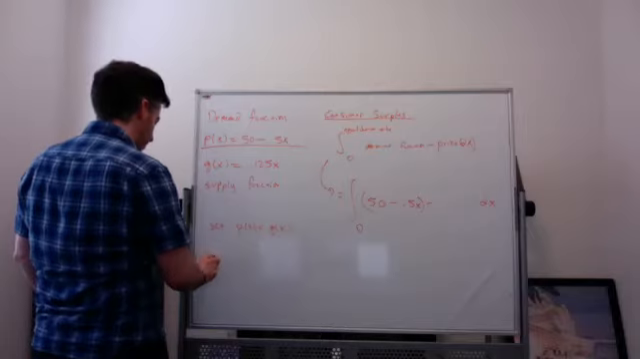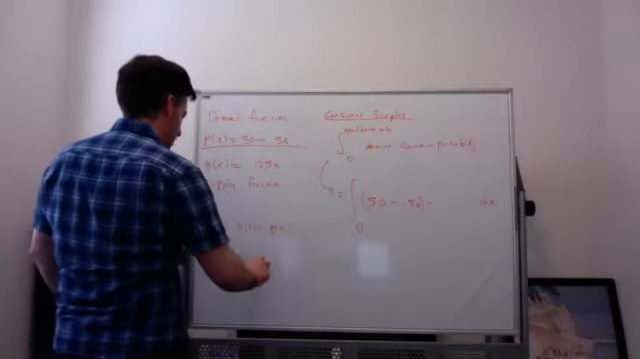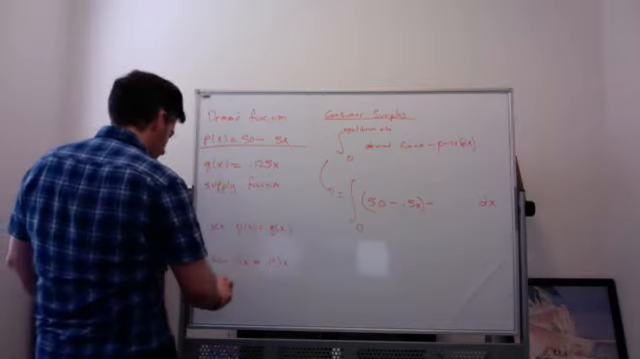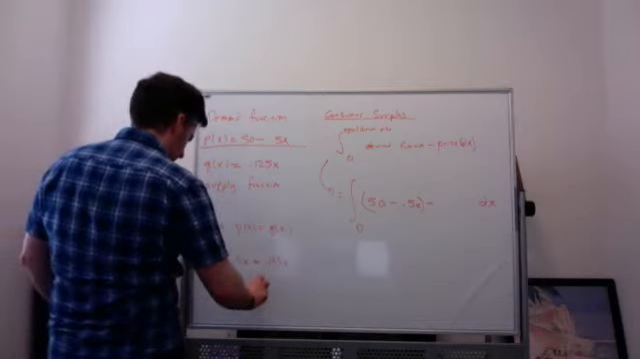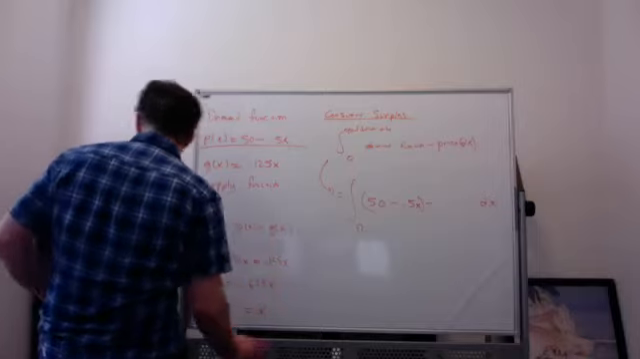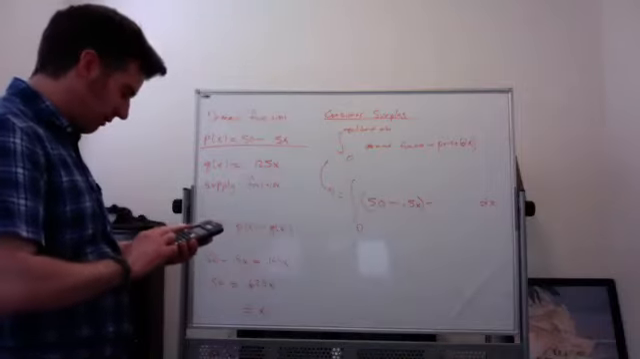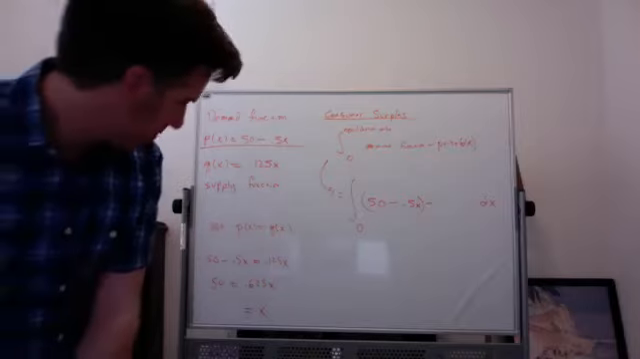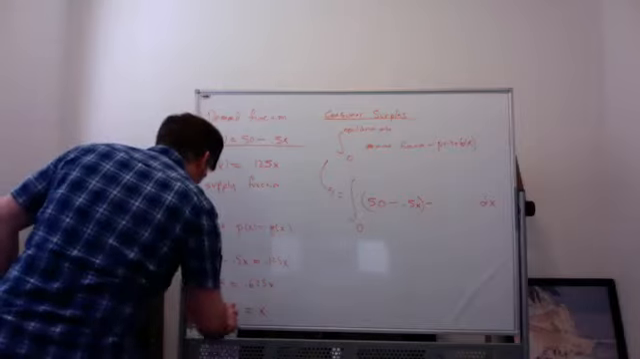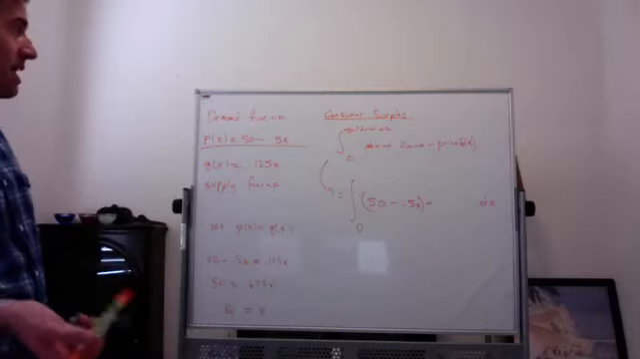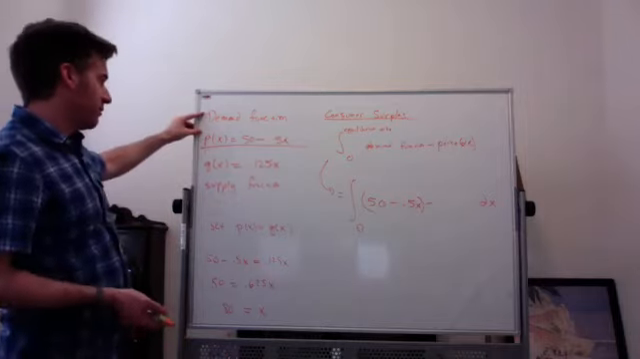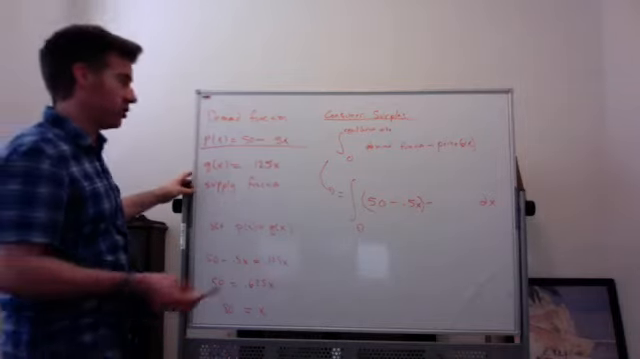So in doing so, I get 50 minus 0.5x equals 0.125x. I'm going to add this 0.5x to both sides. So 50 equals 0.625x. I'm going to divide both sides by 0.625. I am going to use a calculator. I don't think it's terrible. So 50 divided by 0.625 is 80. So x equals 80. So 80 is the equilibrium value. It's the number of units produced where the demand function is equal to the supply function.